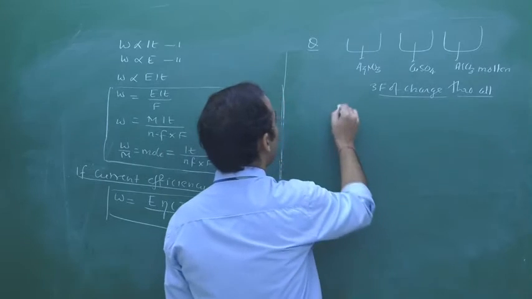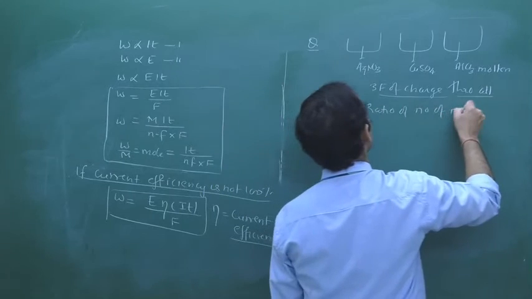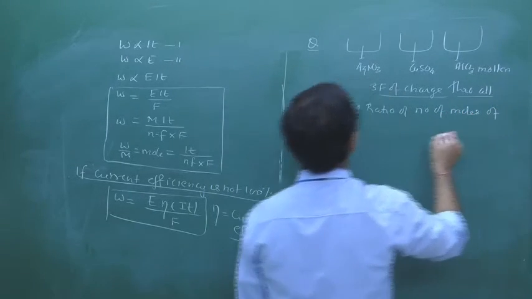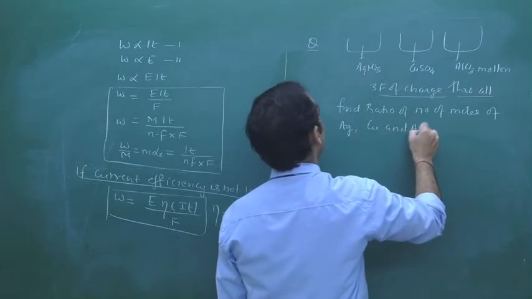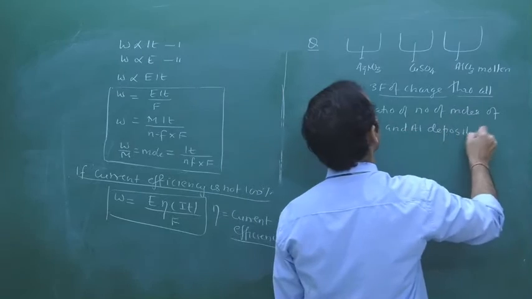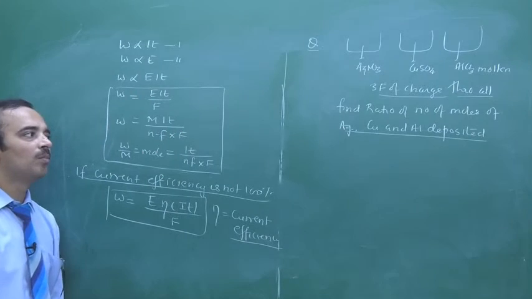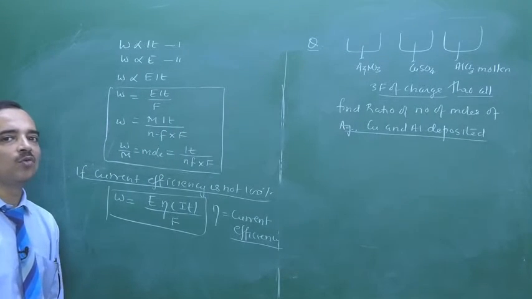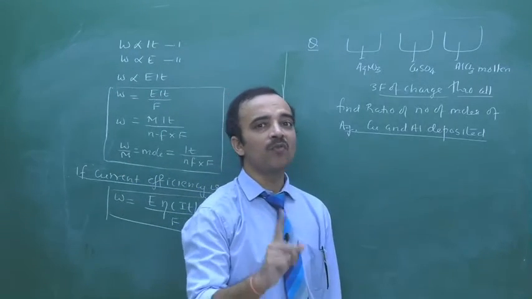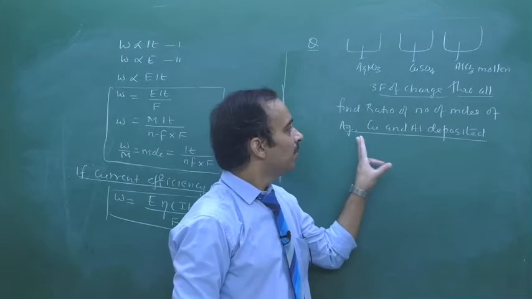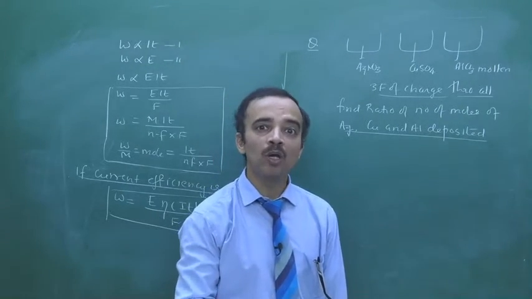Now, you have to find out the ratio of number of moles of silver, copper and Al deposited. You have to find out this. How can we do this? Beta, first of all check that the metals being asked in the question, whether they will reduce or not.